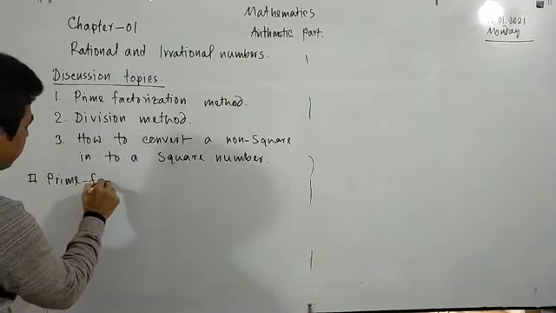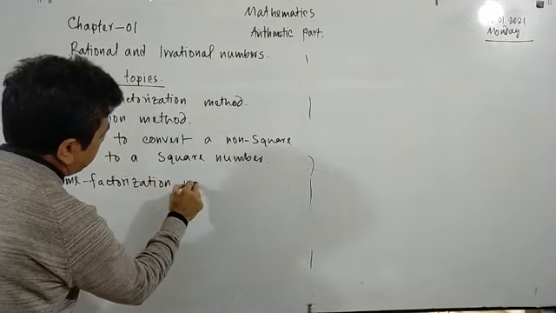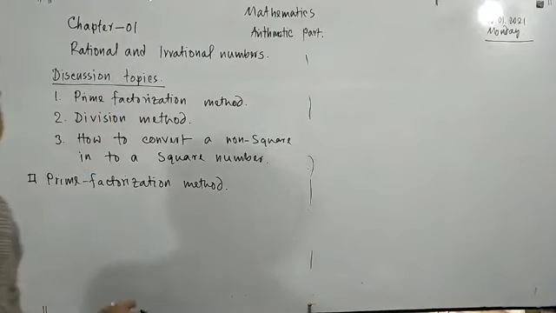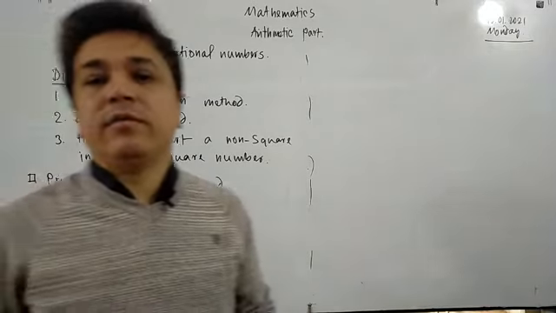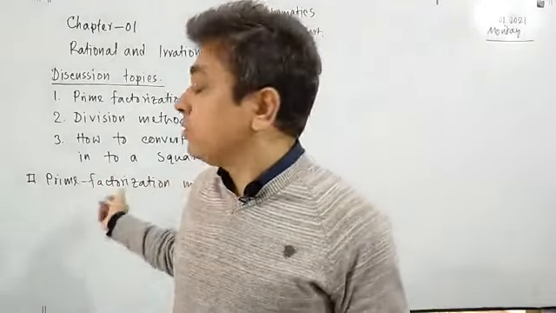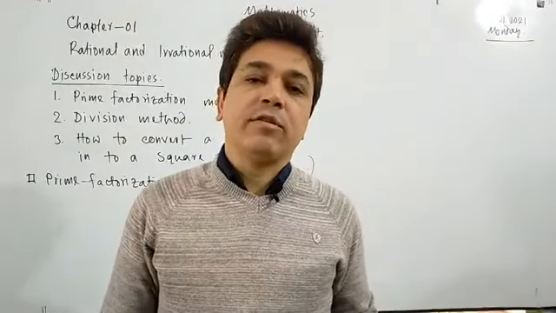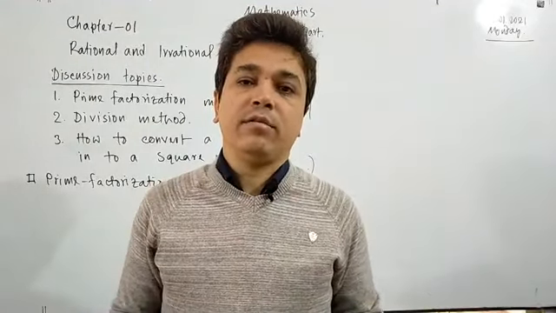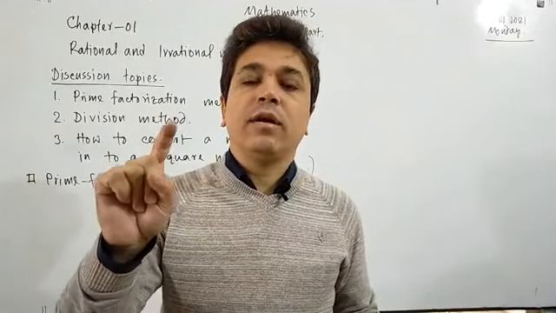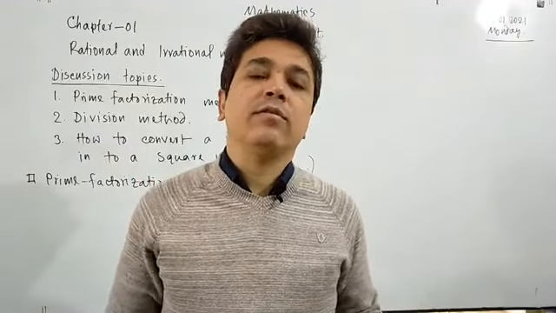Prime factorization method. We have to find just the prime factors of any number, and if we get every single prime factor as a pair, we can say that number will be a perfect square number. From every single pair we will take a single number and multiply all of these, and we will get the square root.